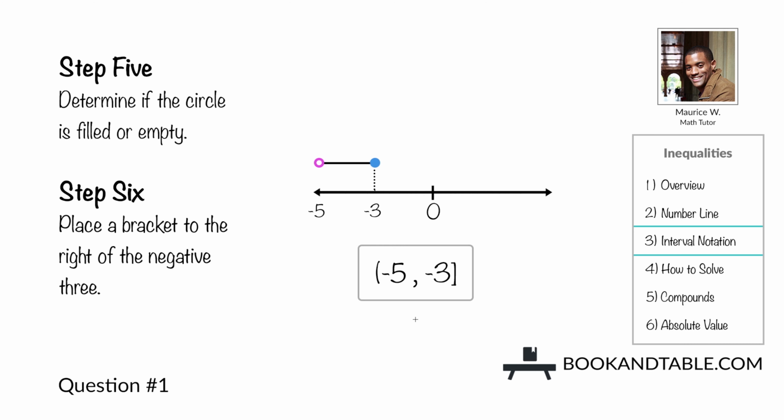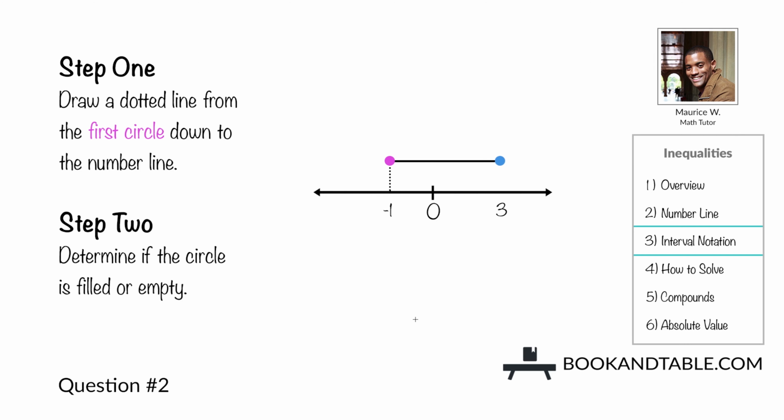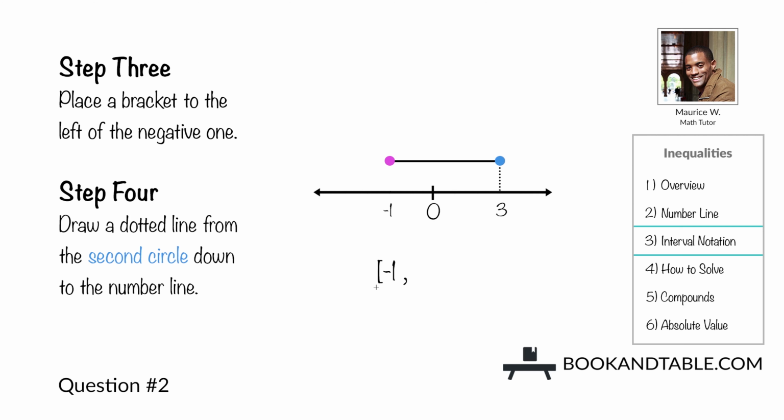Let's have a look at question number 2. Step 1, draw a dotted line from the first circle down to the number line. So we see we're at -1. Step 2, determine if the circle is filled or empty. So we see that it's filled, which means we are going to have a bracket to the left of -1 to represent the smaller value in our set. We place our comma between them.